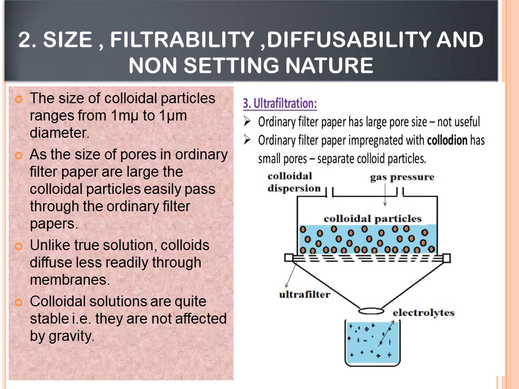See, look at the picture. Ordinary filter paper has large pore size, not useful. So it is impregnated with collodion, has small pores, and the pore size will be less than the colloidal particle size. So the colloidal particle will be retained, and only the dispersion medium will pass through the filter paper, and along with that the impurities will go along with the dispersion medium particles. So the dispersed phase, the sol particles, remain on the filter paper. This method, ultrafiltration, explains the size as well as the filtrability of colloidal particles.